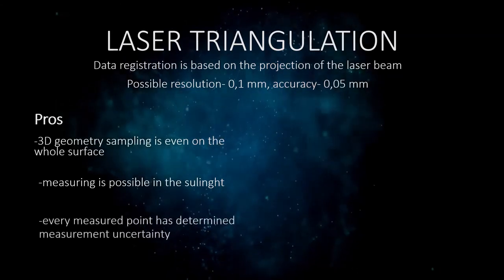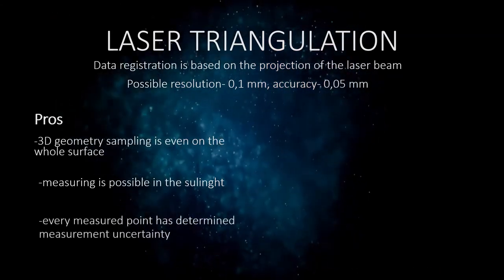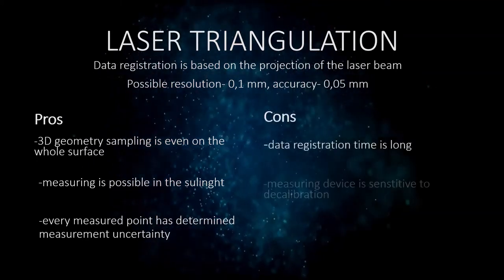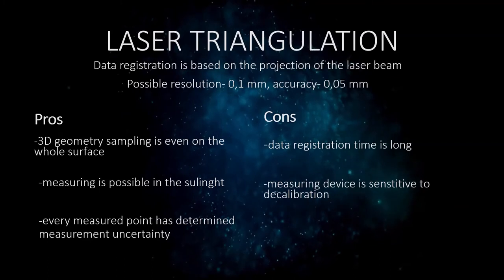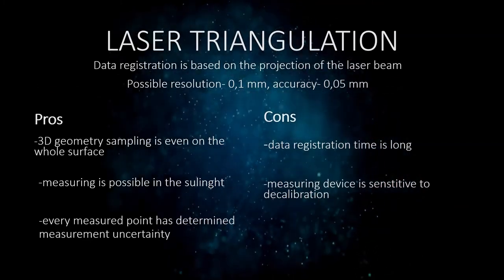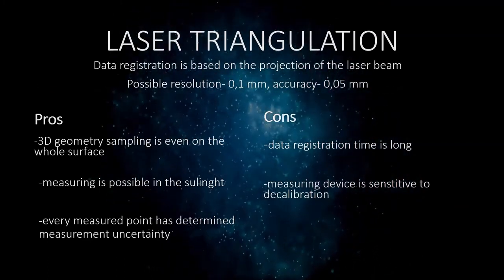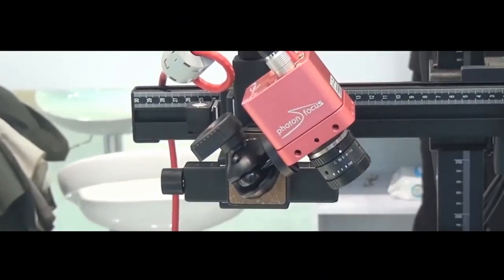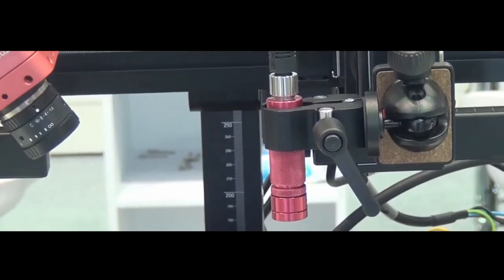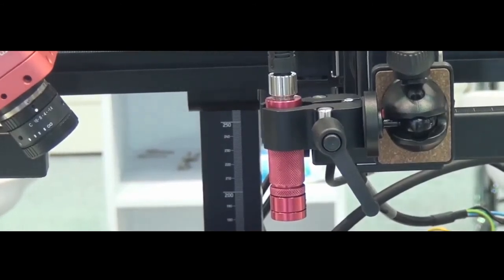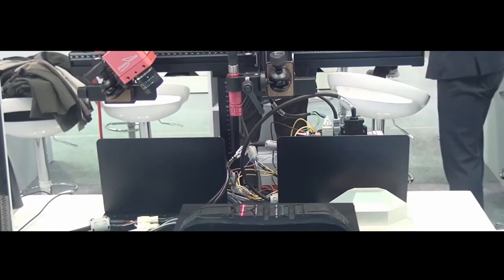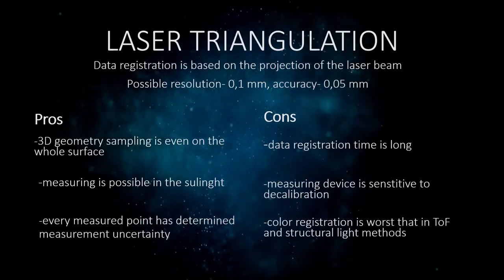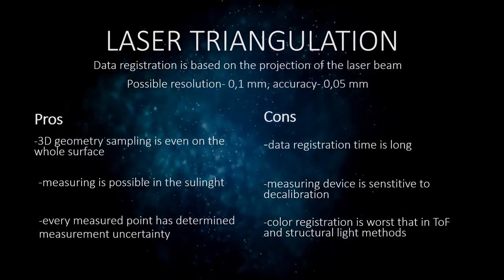Every measured point has a known, determined measurement uncertainty. The data registration time is long, and the measuring device is very advanced and complicated, which leads to sensitivity to decalibration and damage. Achievable resolution is 0.1 millimeters and accuracy up to 0.05 millimeters. The color registration is of worse quality than in the other two methods I will describe.